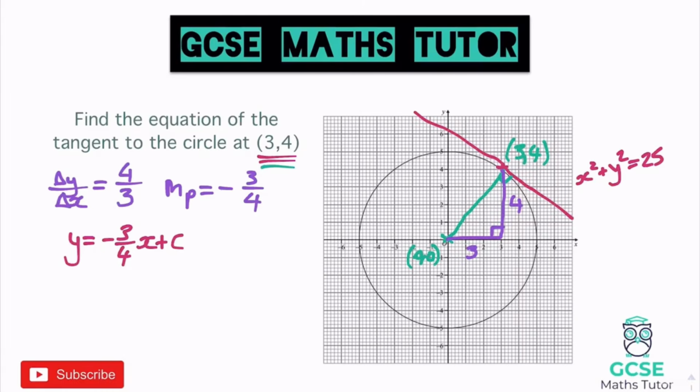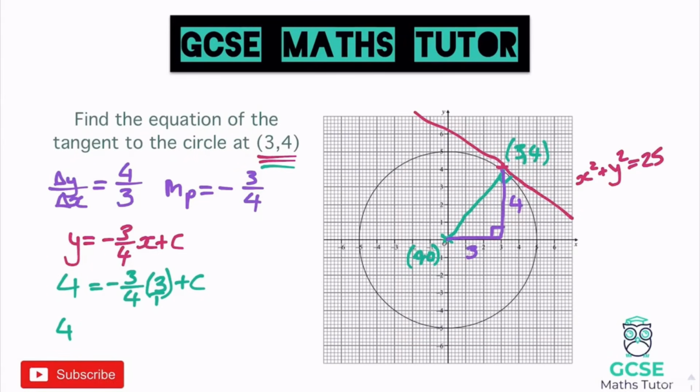So we're going to sub in this coordinate 3, 4, and let's see what we get. So 4 is y, and that's negative 3/4 multiplied by the x coordinate, which is 3, plus c. Right, so tidying that up then, negative 3/4 times 3, remember that's 3 over 1 there, so just timesing it like a normal fraction.